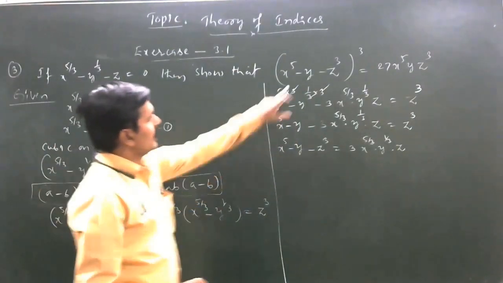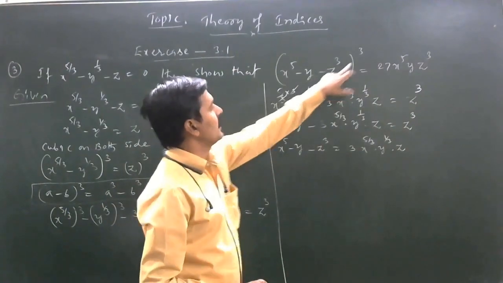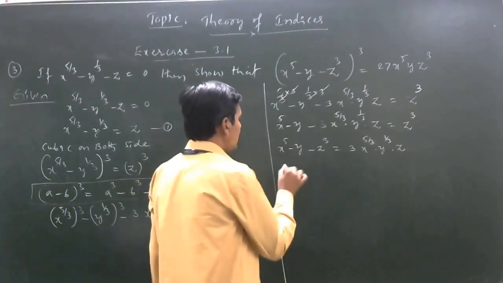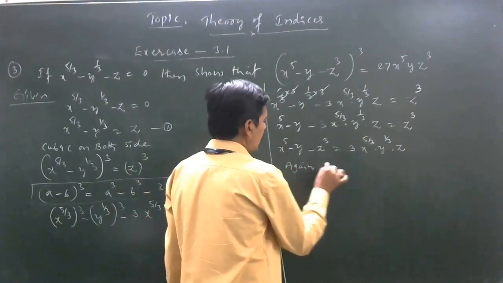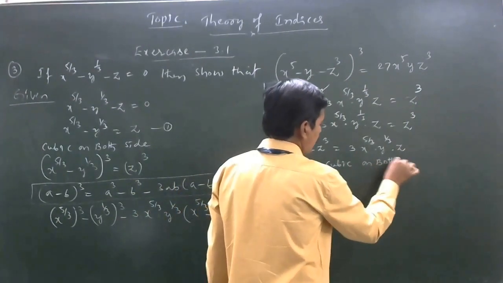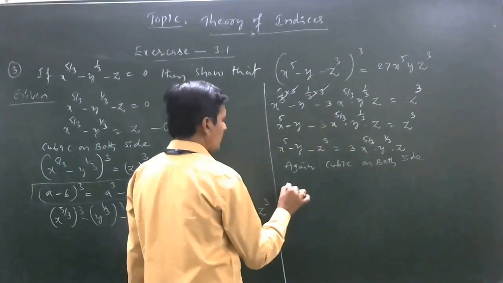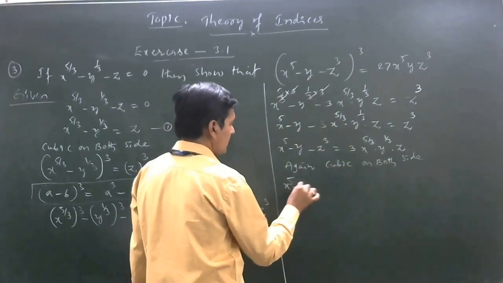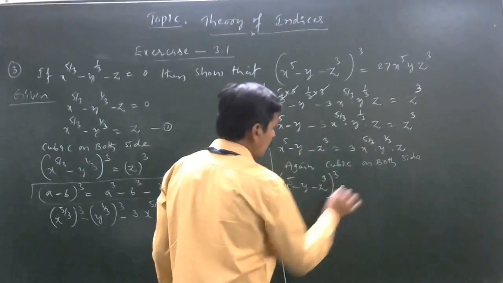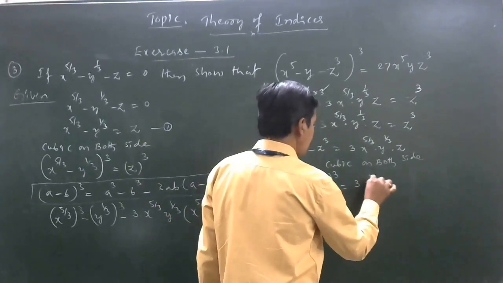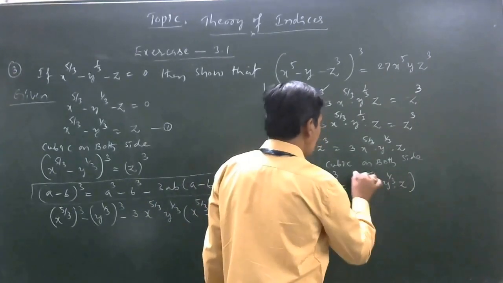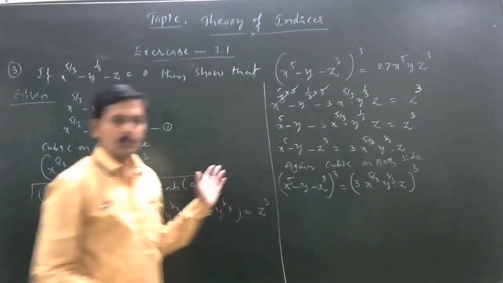Here, to prove that (x power 5 minus y minus z cube) whole cube, we have x power 5 minus y minus z cube equals 3 x power 5 by 3 y power 1 by 3 into z. Again we take the cube on both sides.